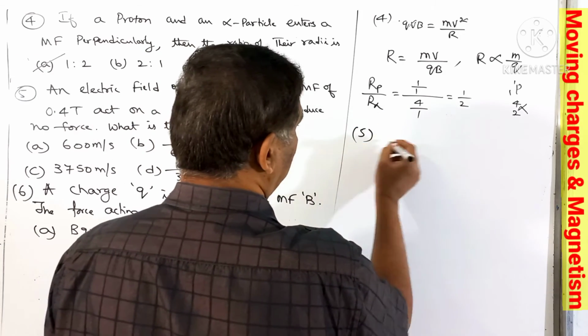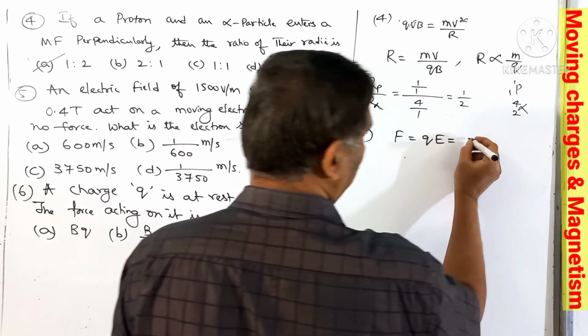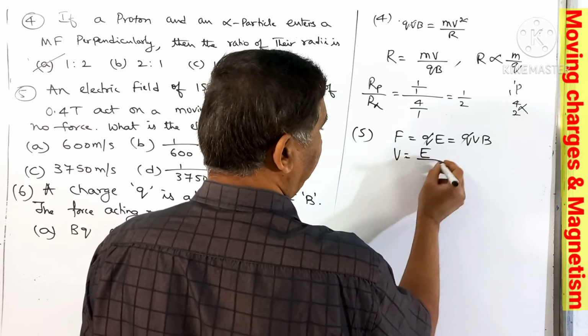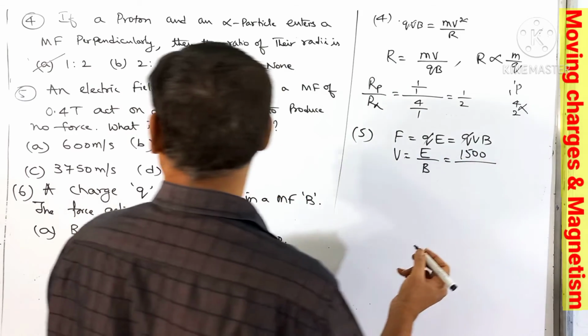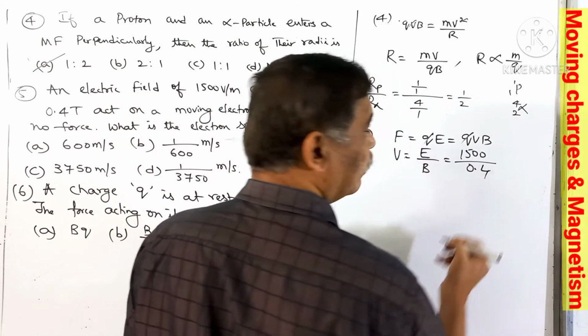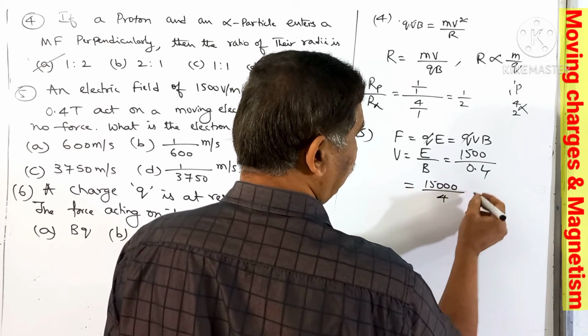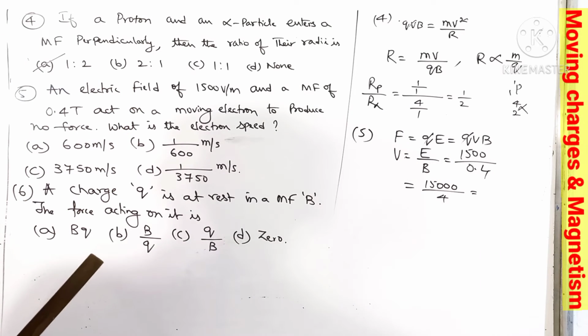Just equate them. F is equal to QE, that is equal to the magnetic force, QVB. Simplify. Q cancels. V is equal to E by B. Electric field in the problem is given as 1500 divided by 0.4. Just write it as 15,000 divided by 4. That is nothing but 3750 is the answer for this one. So option C is the answer for this question.